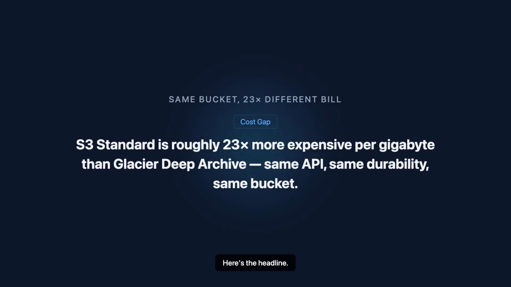Here's the headline. S3 Standard runs about 2.3 cents per gigabyte per month. Glacier Deep Archive runs about 1/10 of a cent, roughly $1 per terabyte per month. That's a 23 times gap for the same API, the same 11 nines of durability, and the same bucket. The only thing you changed is one word in a configuration, and that's why this topic comes up so often. Picking the wrong class can multiply the monthly bill by an order of magnitude.